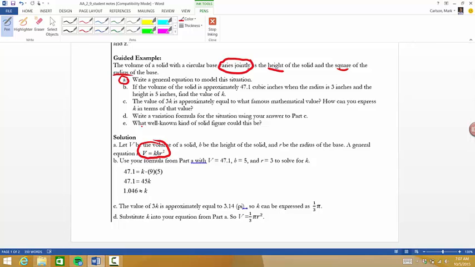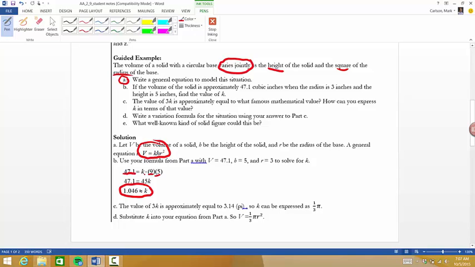Part B says if the volume of the solid is 47.1 cubic inches, when the radius is 3 inches and the height is 5 inches, find k. So now we're going to go through that process of finding k. I'm going to plug in the 47.1 for the volume, plug in my two values for height and radius, and solve for k. And you'll notice if I do that, I get a k value of this right here.